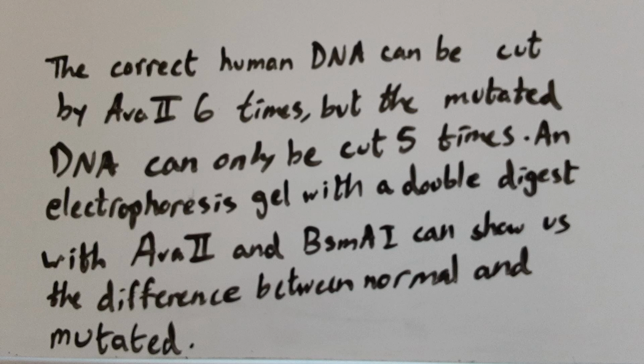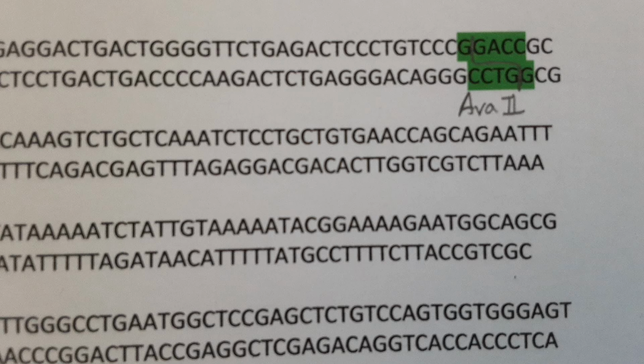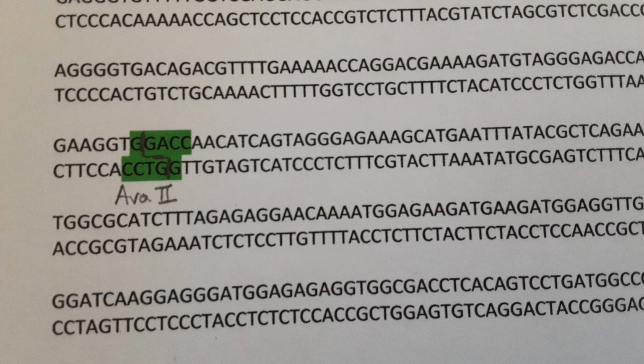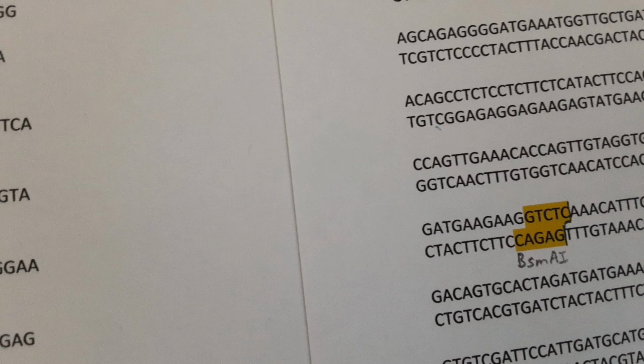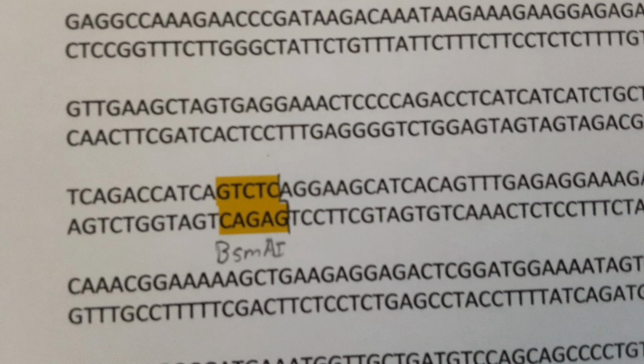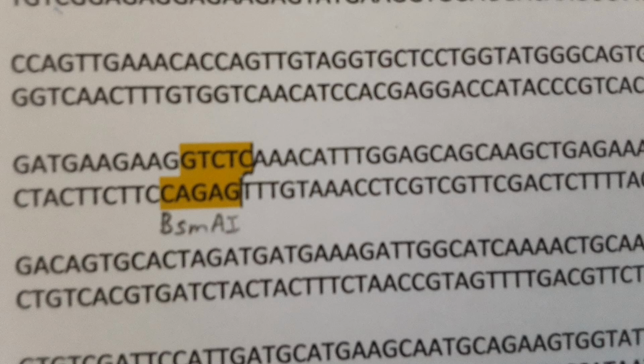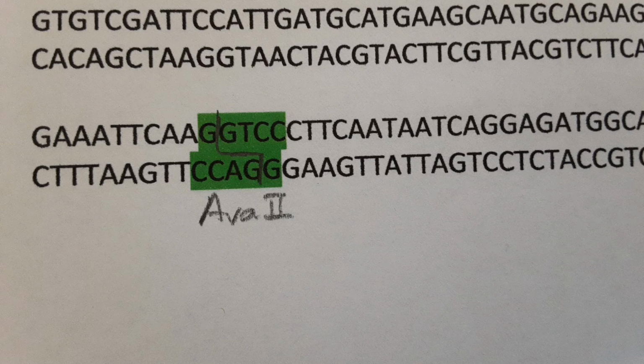These properties can be used to see if the DNA sequence is correct based on electrophoresis. A double digest with AVA2 and BSMAI can show the difference to us. All the restriction sites are shown here. And here's the final electrophoresis.